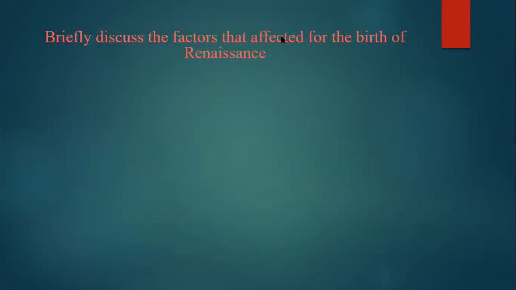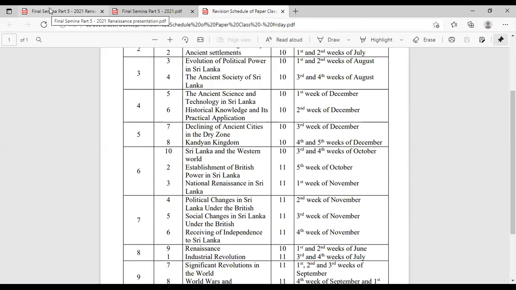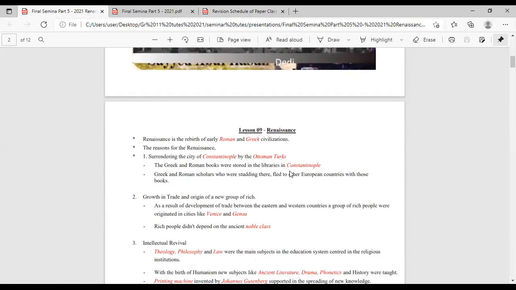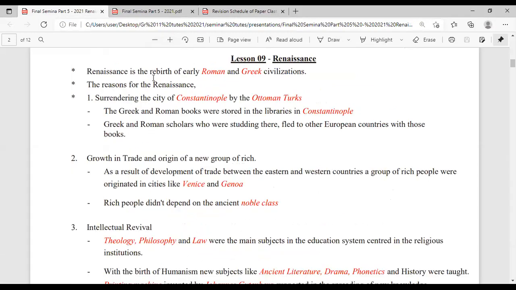Right. Now we'll go to the short note and try to complete it. So take your short note, World History Renaissance short note, grade 10 and 11. Right. Now we'll try to complete it here. Renaissance is a rebirth of early Roman and Greek civilizations, and highlight that point. So, a simple definition: Renaissance is the rebirth of early Roman and Greek civilizations.